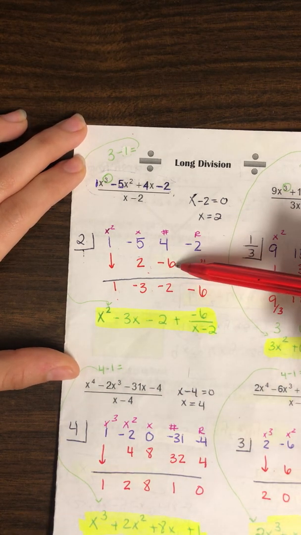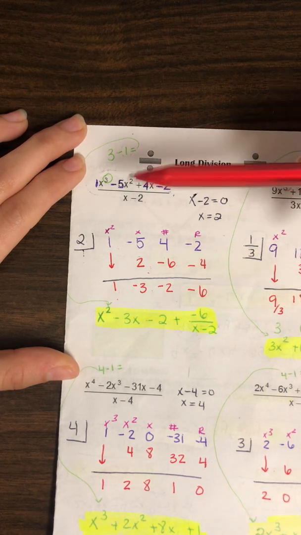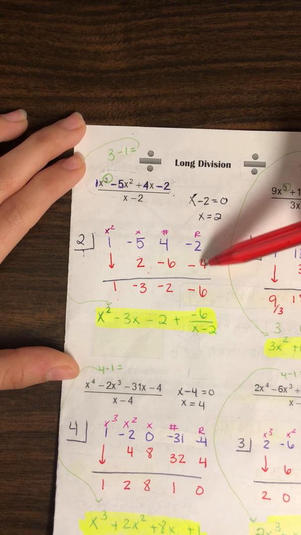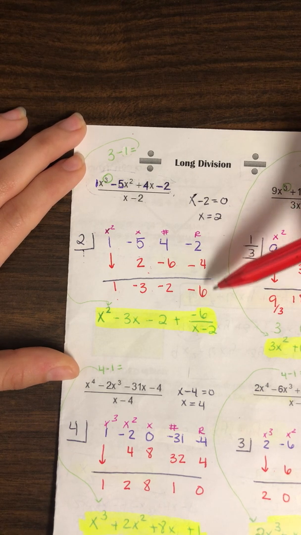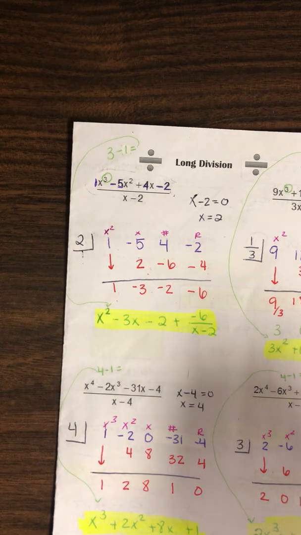I add these two up. It's -2. -2 times 2 is -4. I add these two up, and it's -6. Pretty easy. All right, so far so good.